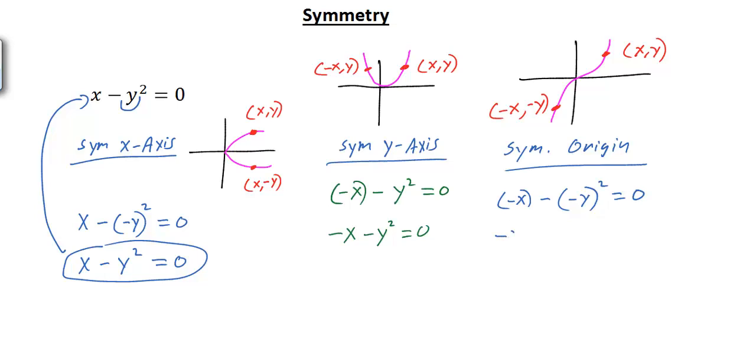and the negative x remains negative, and we have negative y squared. Once again, that becomes positive, but then we have the negative out front, so that's minus y squared equals 0. Now, if you notice, that does not equal the original, so therefore it is not symmetric with the origin. So this is the three tests that we can use for symmetry for the x-axis, the y-axis, and the origin. So for this one, it was symmetric with the x-axis.